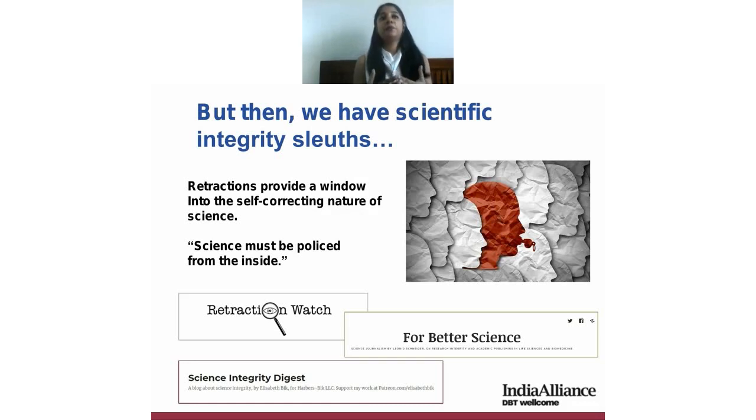There are scientists who have taken it upon themselves to look into these studies and highlight grave cases of misconduct. So there are a couple of blogs that I follow, and I would recommend that you also have a look. There's Retraction Watch, For Better Science, and Science Integrity Digest.